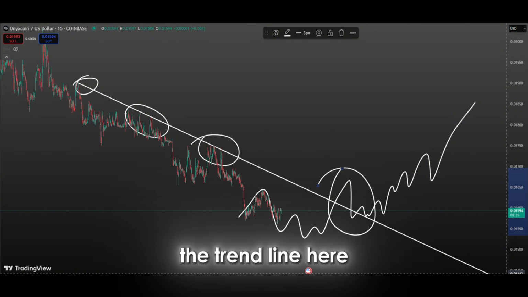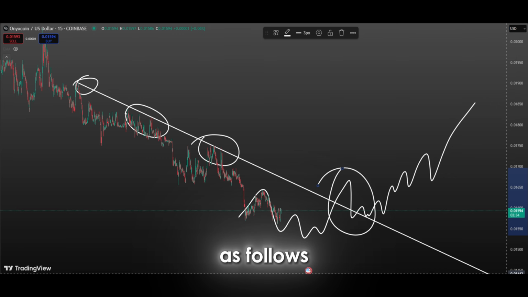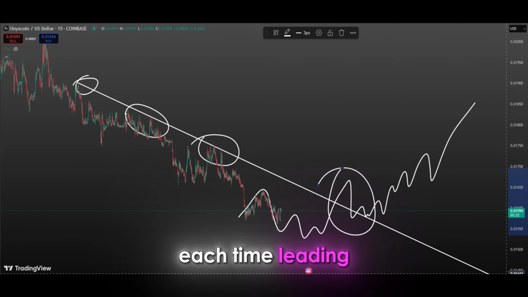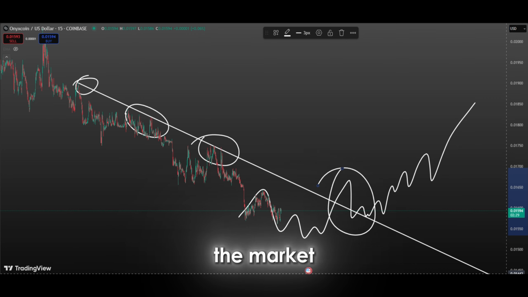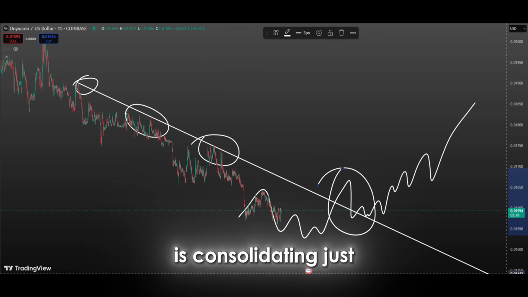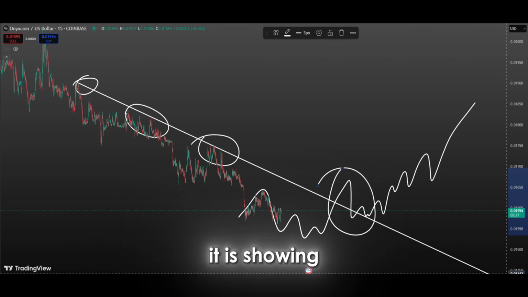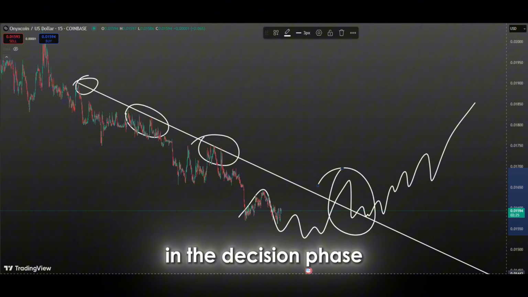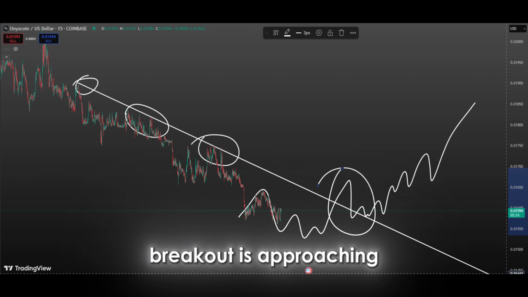The importance of the trend line here can be summarized as follows. This structure has turned the price down on many previous attempts, each time leading to new lower highs. In other words, a kind of invisible but very effective line of resistance has formed in the market. Now the price is consolidating just below this line. That is, it is showing a horizontal squeeze around this line. This suggests that the market is in the decision phase and a major breakout is approaching.